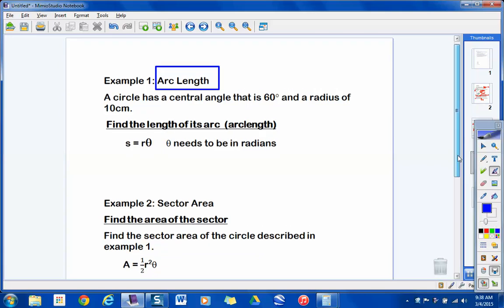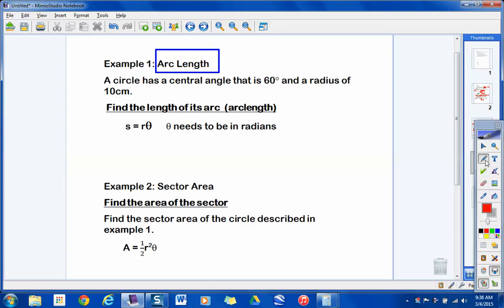Okay. So here's the deal. S is what we're trying to find, right? How about my R value? 10, right? And how about the theta value I need to plug in? Well, it says theta is equal to 60 degrees, right? Whoops. So we better change that. Let's convert that to radians. Yeah, 60 times pi up top, and 60 over 180. So I got really 60 pi over 180, don't I? And the 60 over 180 would reduce to pi over 3. Okay?